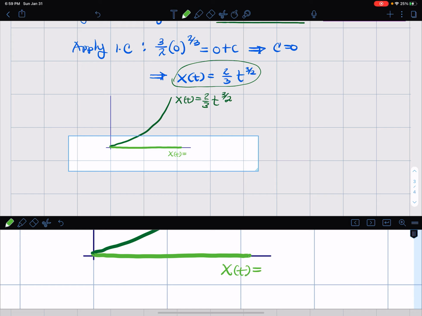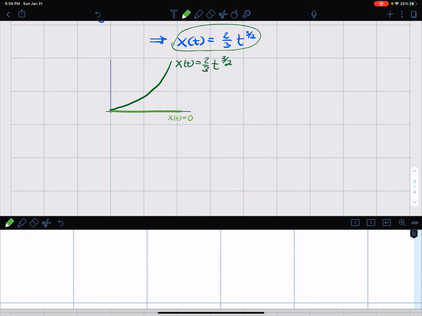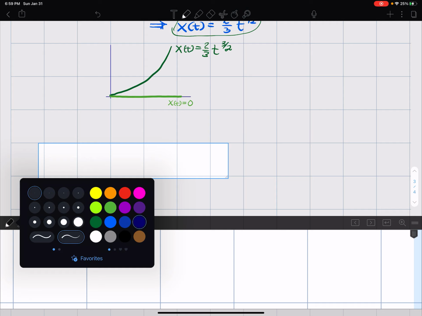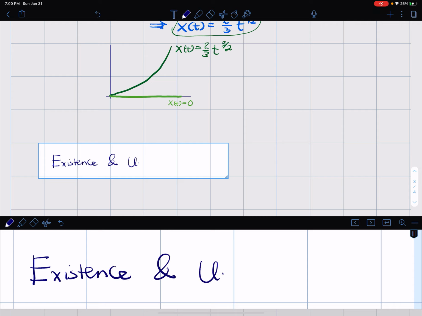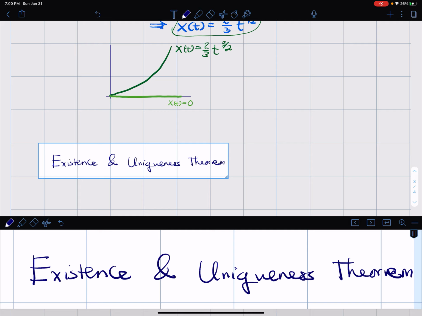The solution to a differential equation is unique. Okay? So we do this by following the existence and uniqueness theorem, which is a very fun theorem to prove, but we're not going to prove it in this course. Or maybe I'll give it to you as homework to prove. Existence and uniqueness theorem.